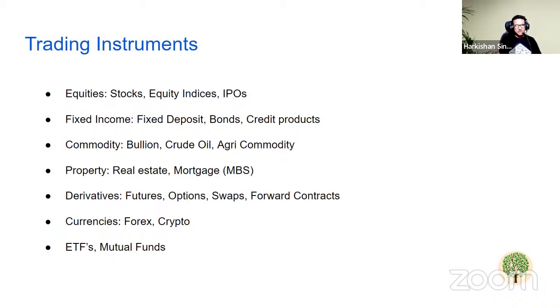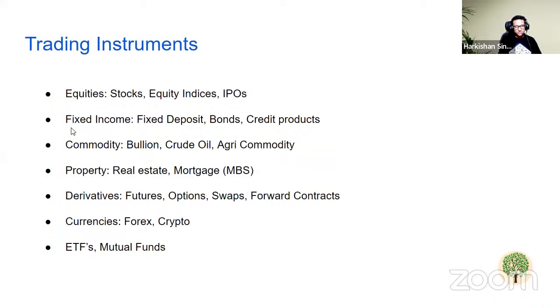So actually those are trading instruments. If you want to do some trade, you need a trading instrument first of all. If you have the trading instrument, then you can do the trade. Without a trading instrument, trade is not facilitated. So trading instruments are a way to standardize the way of trading. There are several classes of trading instruments. You can say equities have stocks, equity indices, IPOs. You can go for fixed income, which is fixed deposits, bonds, credit products. And there are commodities.